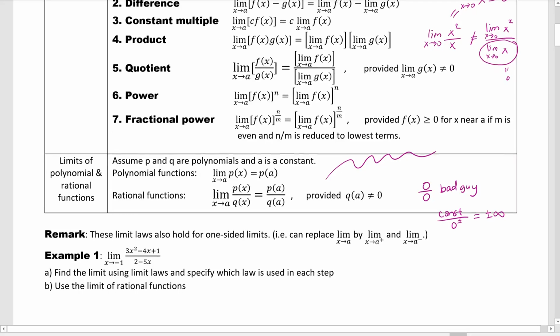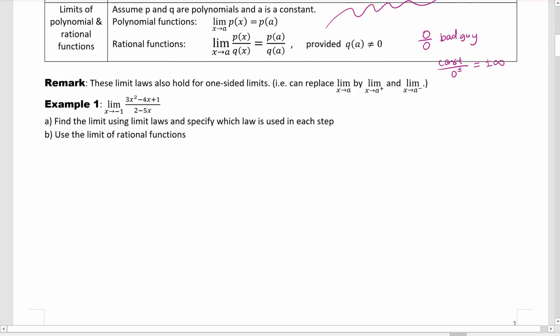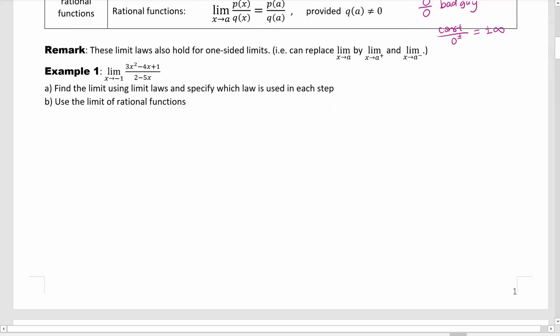Alright, after we talk about the laws, let's do some examples. Example 1: the limit as x goes to -1 of (3x squared minus 4x plus 1) over (2 minus 5x). Part A: find the limit using limit laws and specify which law is used in each step. Okay, for part A, we copy down the problem.